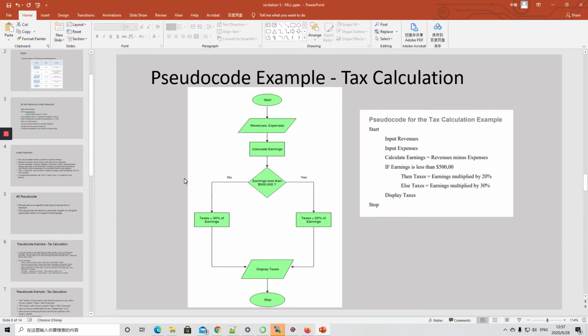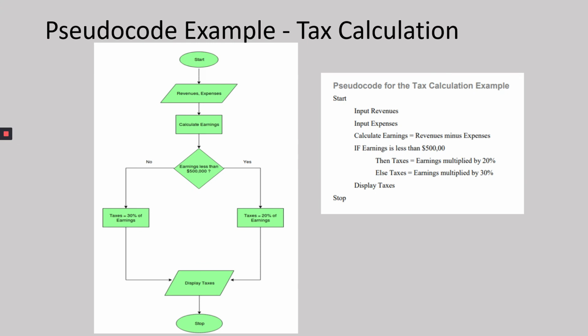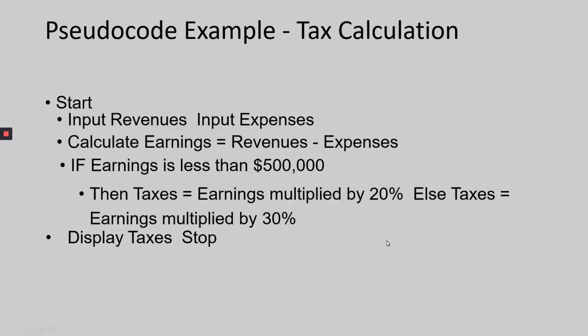Okay, so this is the flowchart, and here is the pseudocode for this one. It has the same algorithm logic. So start, stop, input revenues, input expenses, and we calculate the earnings as revenues minus expenses. If the earnings is less than this number, the tax is going to be 20. Else the tax is going to be 30. Okay, so the same logic. It's very straightforward.